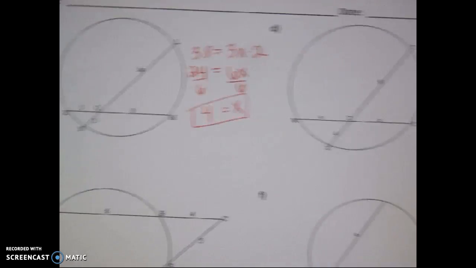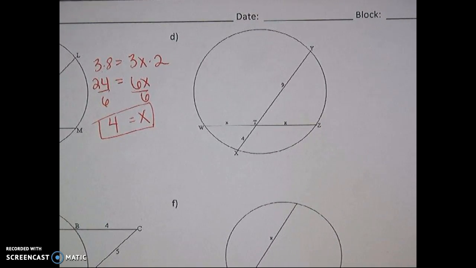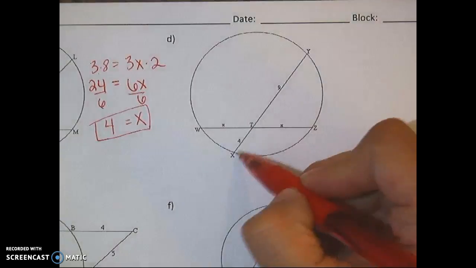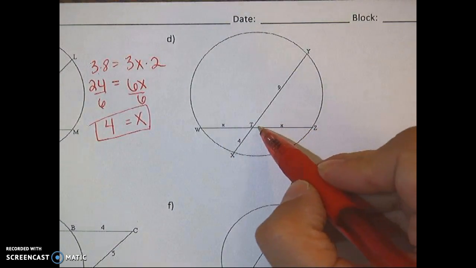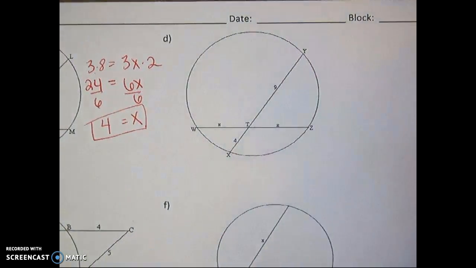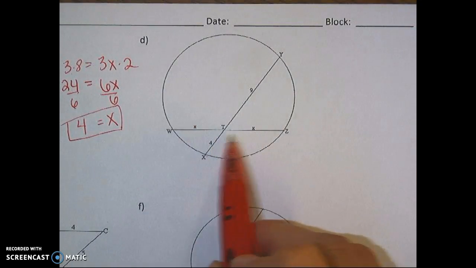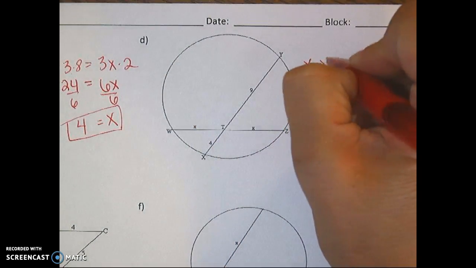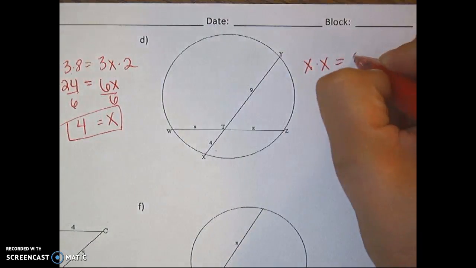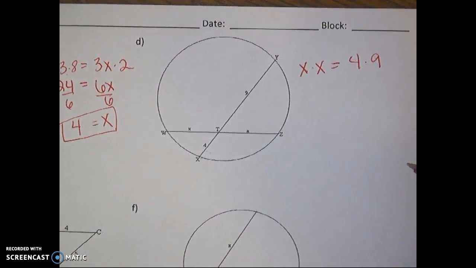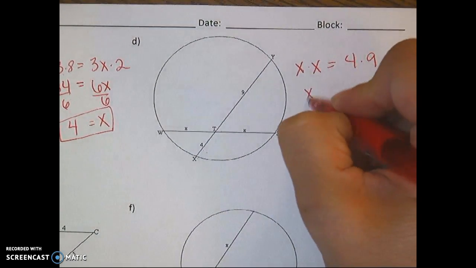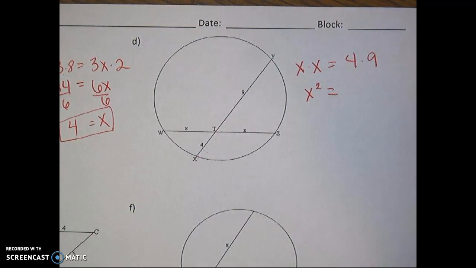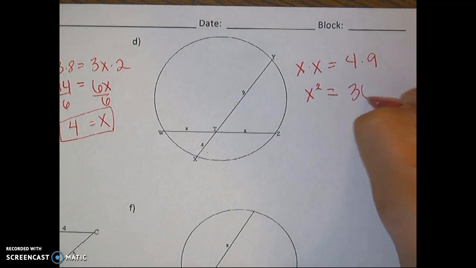All right, and then the last problem we have like this is the next one, part D, where again it's the two chords that intersect inside the circle. So the product is equal. So x times x, both of those are x's, and 4 times 9. Remember that when you have x times x, that's going to give you x squared, not 2x, x squared, and then 4 times 9 is 36.